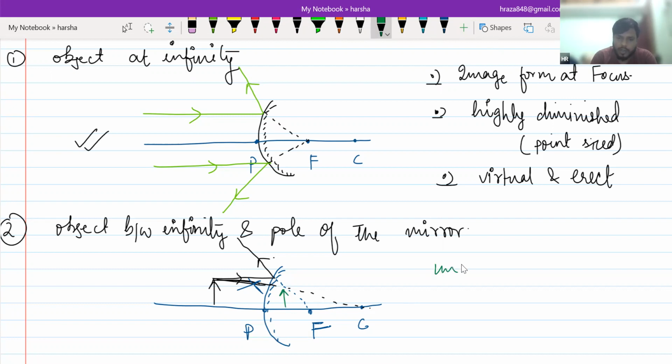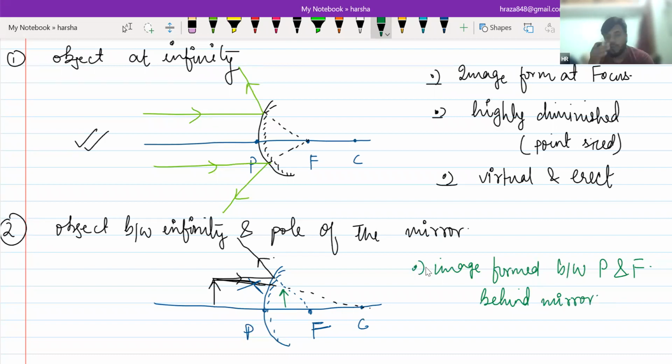So I'm going to write: image formed between pole and focus, behind the mirror. You have to remember that in case of convex mirror, the focus and center of curvature are behind the mirror. And also diminished, that means a small image.